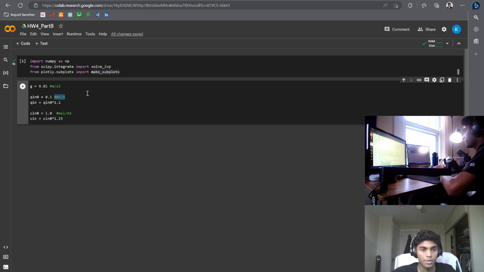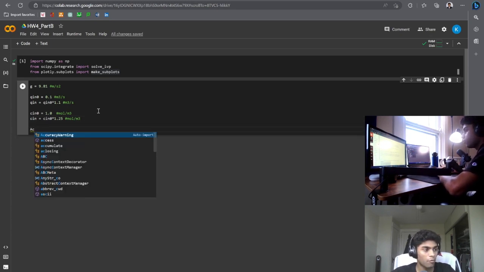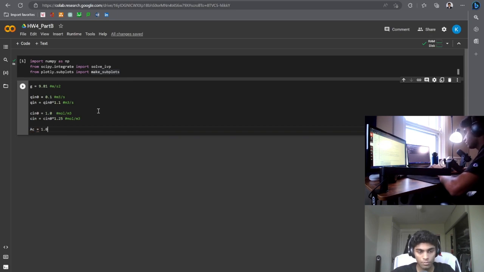And these are still in the same units, so I'm just going to hit Control C, Control V a couple times, get that all nice and sorted. We have a cross-sectional area of 1 meter squared. A drainage hole area, A dH, is 0.01 meters squared.